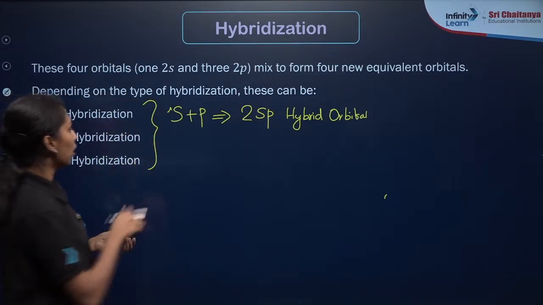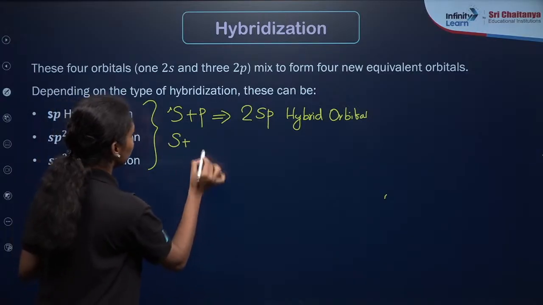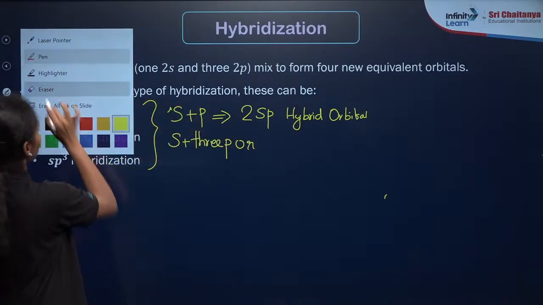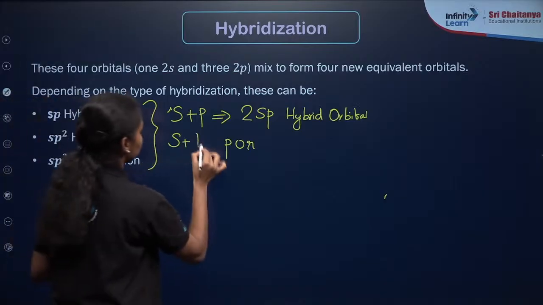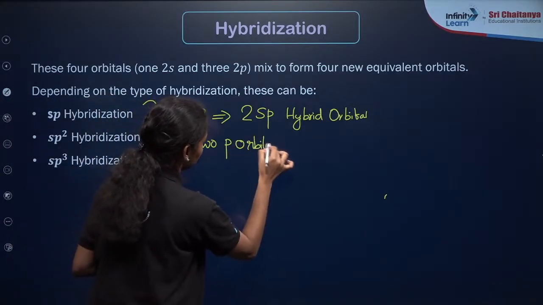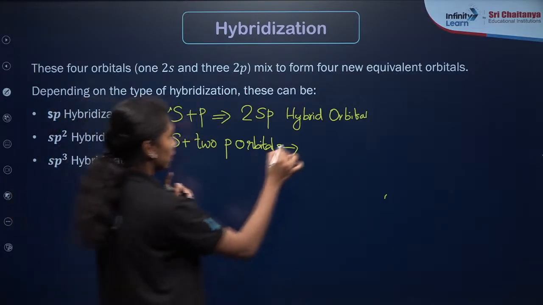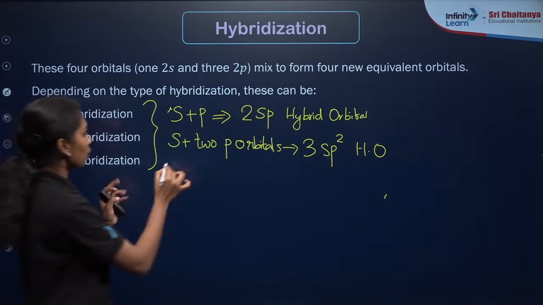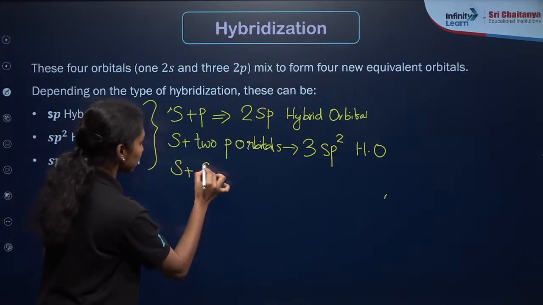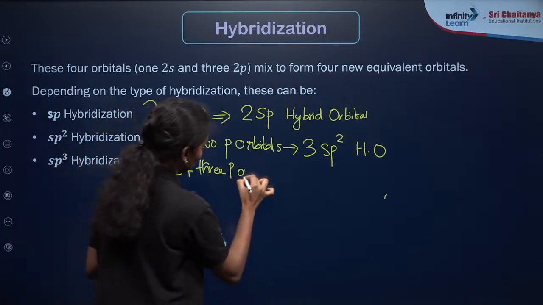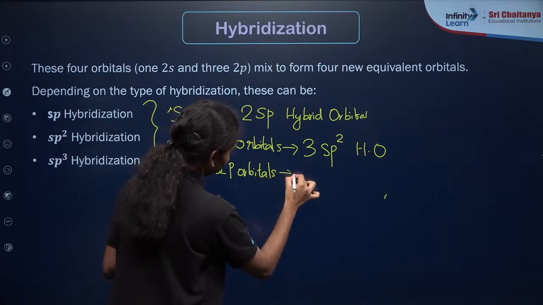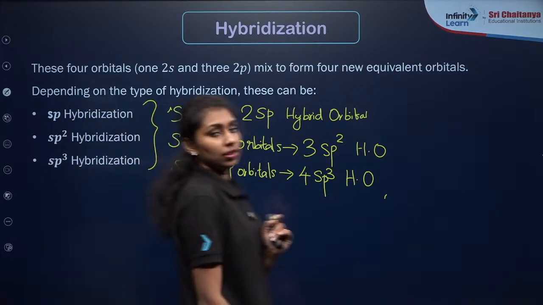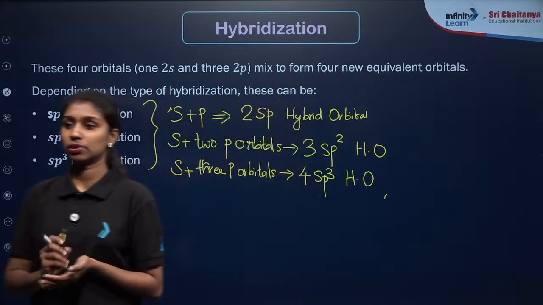So in the case of sp2 hybridization, one s orbital and two p orbitals, right? So it will form 1 plus 2, which means 3 sp2 hybridized orbitals. Then what about in the case of sp3 hybridization? One s orbital plus 3 p orbitals, to form a total of 4 sp3 hybridized orbitals. Is that clear?